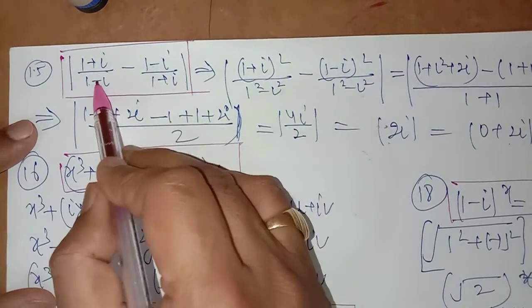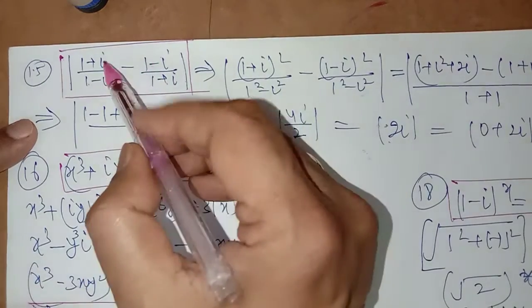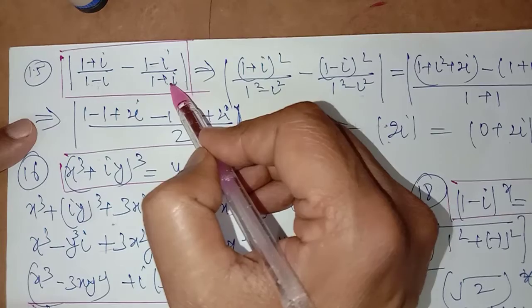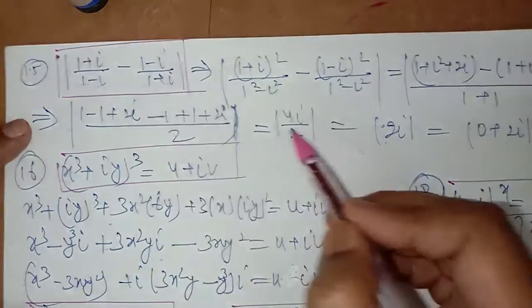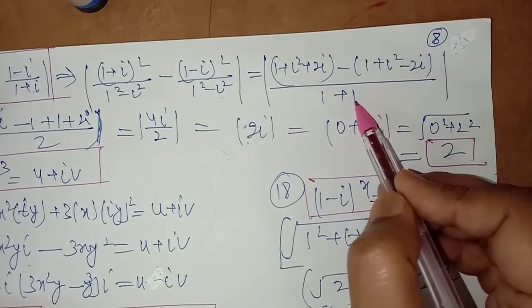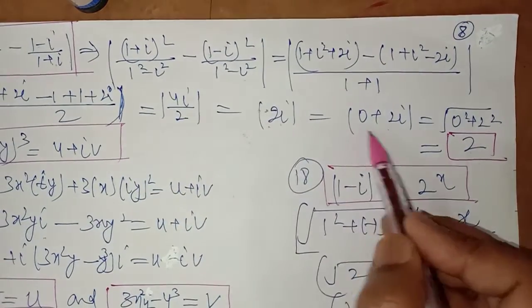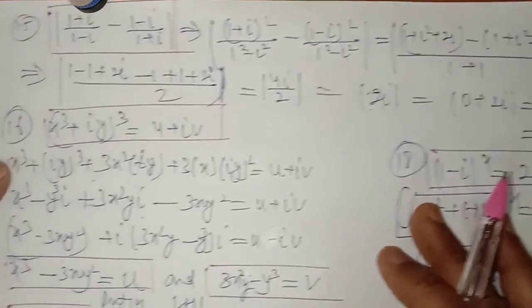Either you subtract these two and then rationalize, or in the initial part you can rationalize these two complex numbers, converting this into the standard form like this, and then find its modulus.